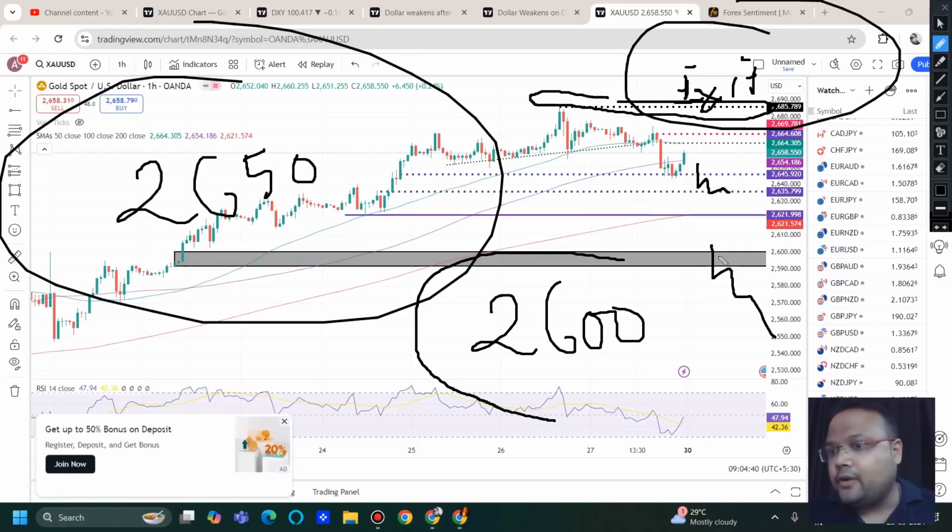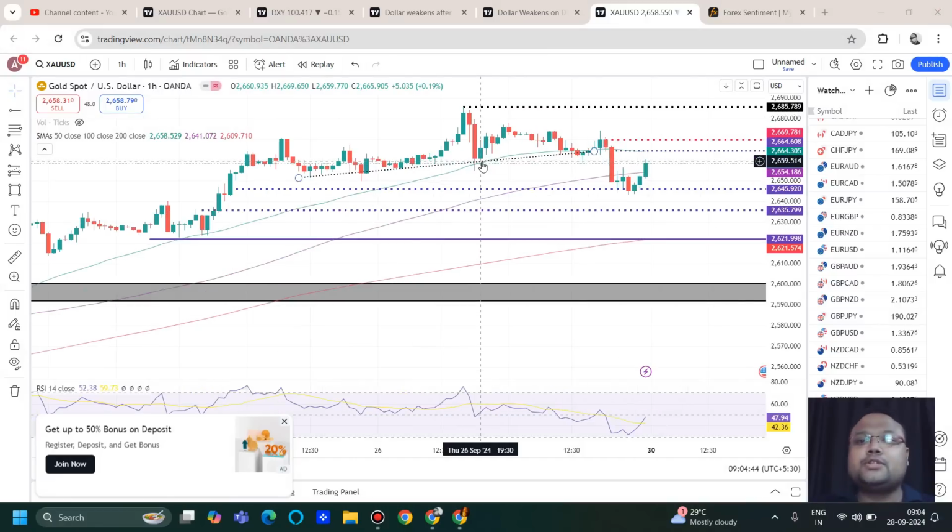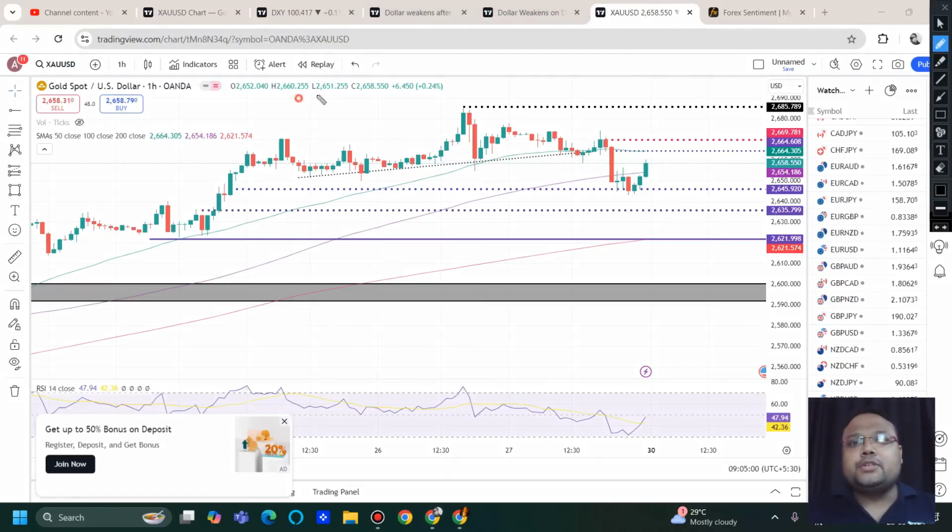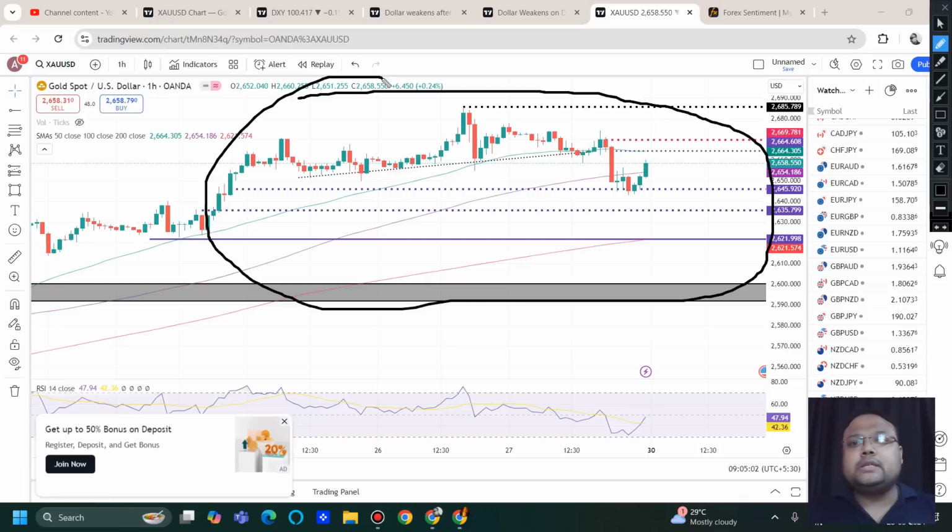And those who are looking for new positions in the market, it's better for us to trade from level to level only. Next week is the NFP week. Before a major event like NFP, the market prefers to stay sideways, and this week we can expect the market to remain choppy. So I think this can be the new range for the market right now, 2600 to 2685.